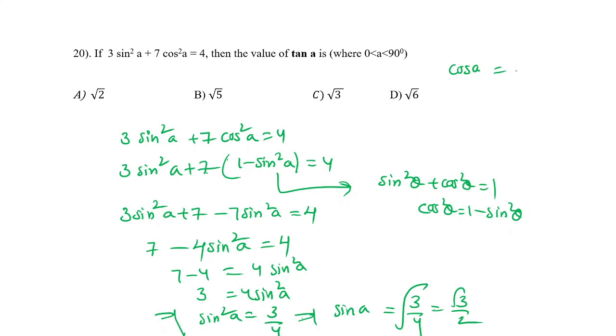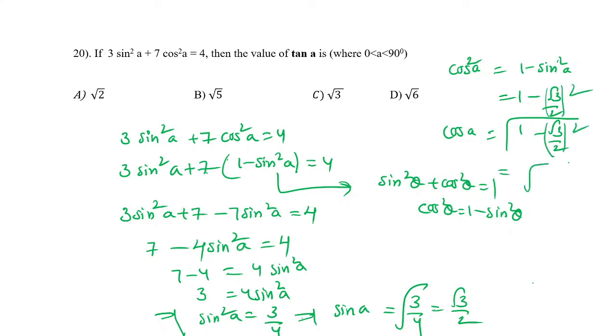Cos A is equal to... suppose cos square A is equal to 1 minus sin square A. Here cos A is equal to root over 1 minus (root 3 by 2) whole square. That equals root over 1 minus 3 by 4, that equals 4 minus 3 by 4, which means 1 by 4. Root of it, 1 by 2 is the result. Cos A is equal to 1 by 2.